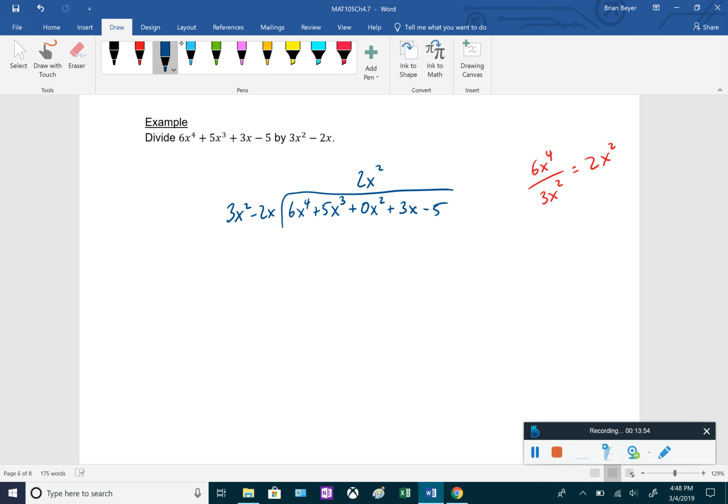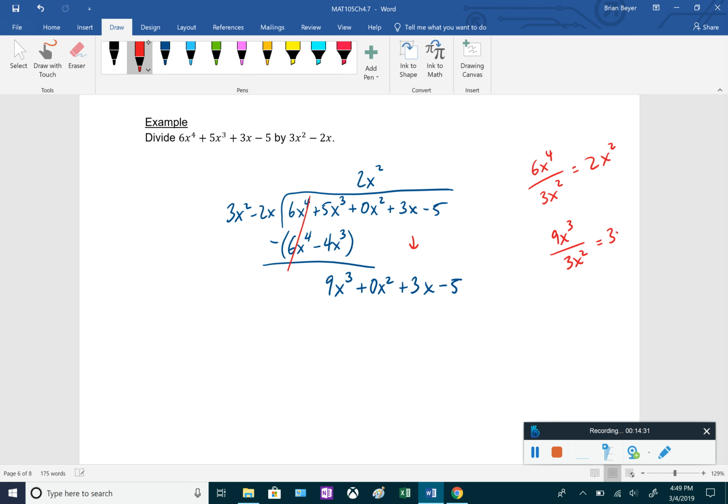So multiplying 2x squared by the divisor, we get 6x to the 4th minus 4x cubed, and we have to subtract it. So the first ones cancel, and then 5 minus a negative 4 is 5 plus 4, that's 9x cubed. We bring down everything else. So plus 0x squared plus 3x minus 5. Start the process over. 9x cubed divided by 3x squared gives us 3x.